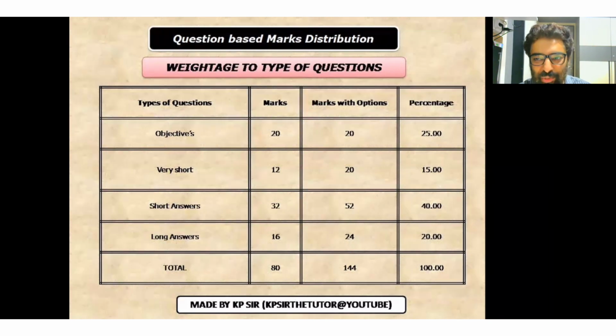So I request you, after your question number 1, that is 1A, 1B, 1C, 1D, jump to question number 6. Try to finish off your question number 6 within 35 minutes. And if you really could do so, I can guarantee you your paper will be easily completed.